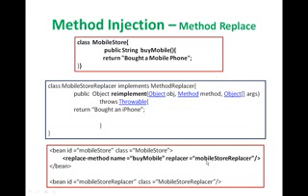So at runtime, whenever you get a bean of mobile store through the Spring framework and call buy mobile, Spring understands that it needs to replace the buy mobile method with the new implementation you have mentioned, and this returns a string, bought an iPhone.